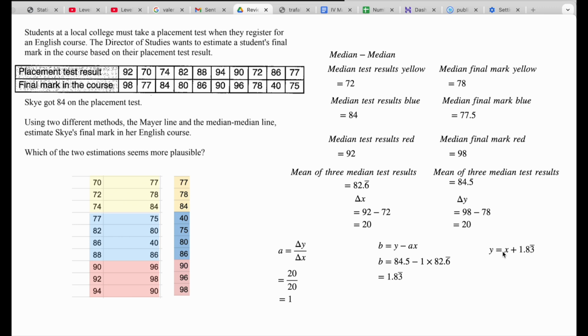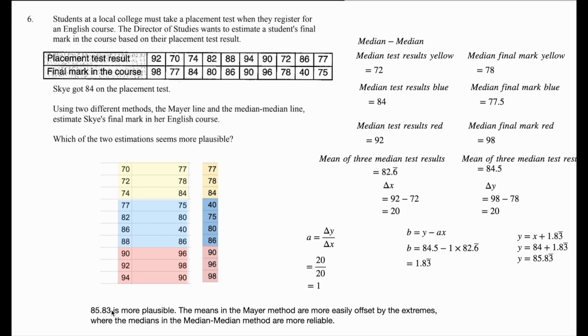The x is the 84 that she got on the placement test. Y is equal to 84 plus 1.83 repeating. That gives us 85.83 repeating. That seems a little bit more plausible. Let's look at people who got 82, got an 80, 74 got 84. We're predicting 85.83 repeating, which seems a little bit more plausible. The 85.83 is more plausible.